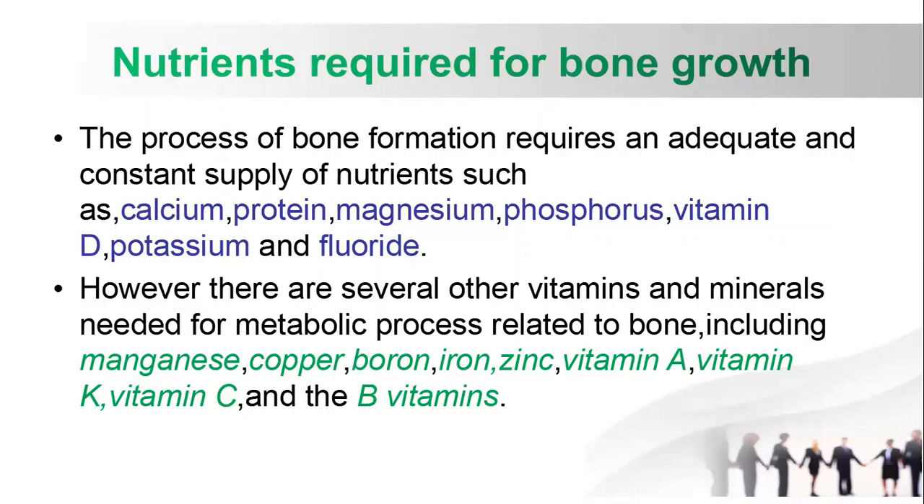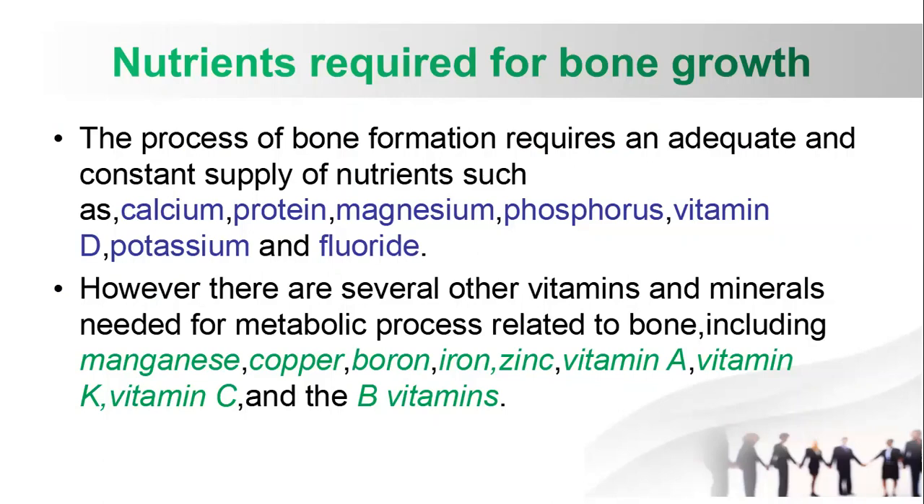From our normal eating or our normal diet, we may find one or more nutrients from this food, and these include calcium, protein, magnesium, phosphorus, vitamin B, potassium, and fluoride, which are very essential for bone growth and also proper bone development.